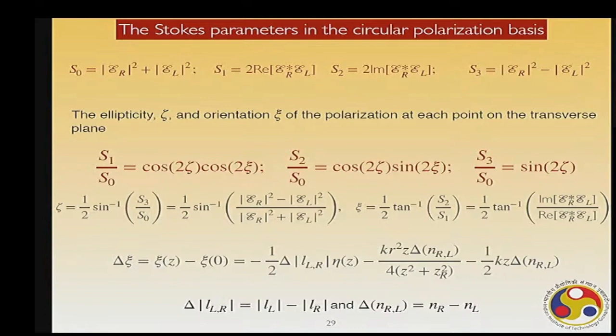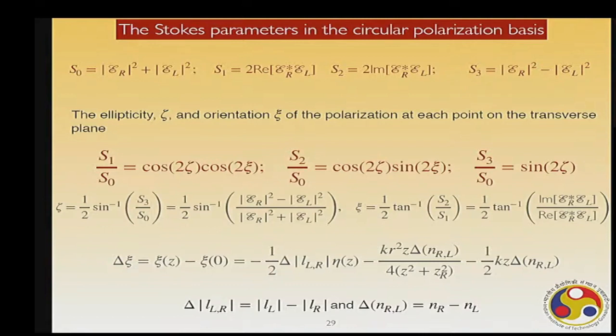And you can see that the ellipticity depends upon the real part of the electric field, as well as the right circularly polarized light field and the left circularly polarized light. And then zeta can be defined as the tan inverse of S2 over S1, where these are the Stokes parameters. Now, if I calculate the rotation angle, that is delta zeta, it is the difference between zeta at z not equal to 0 minus zeta 0, and you can see this structure.